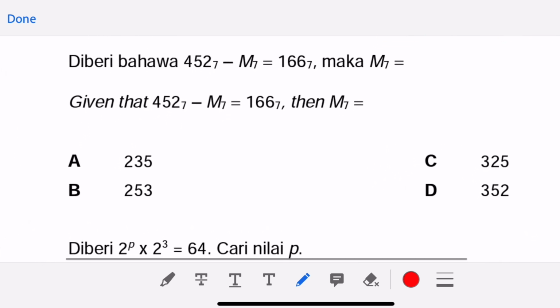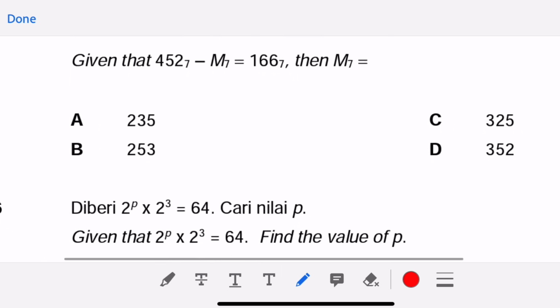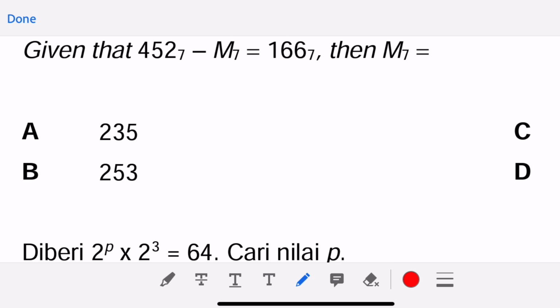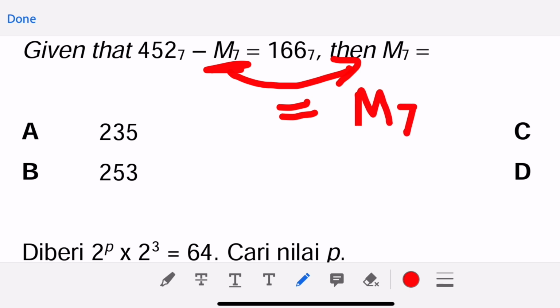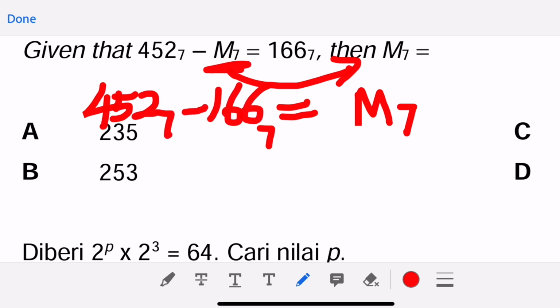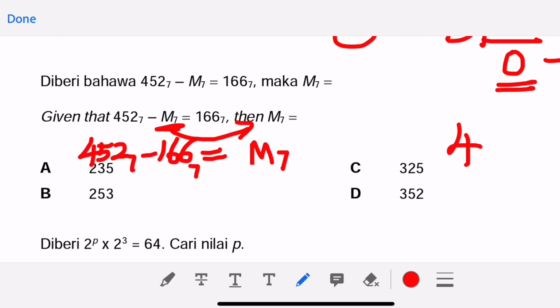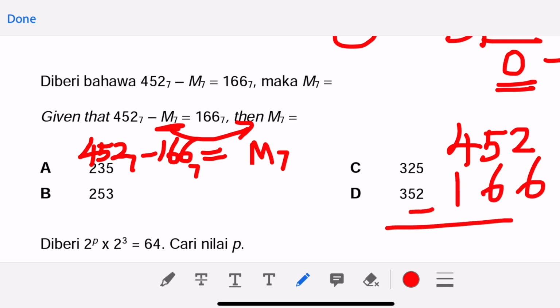Okay, let's see question number 5, which is base 7. When it is the same base, we can just do the operation, plus or minus. Now I'm going to find the M7. I will shift the M7, it becomes positive, to the right. Then 452 base 7 minus 166 base 7. Now let's minus. Let's do it here. 452, 166. So I'm going to minus.